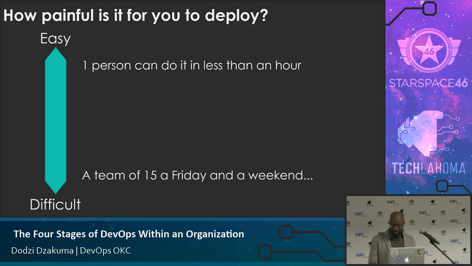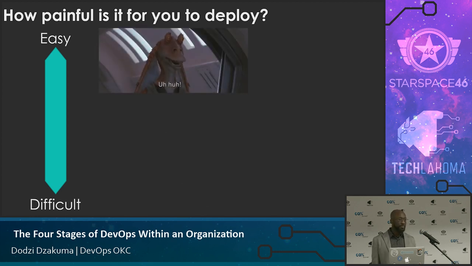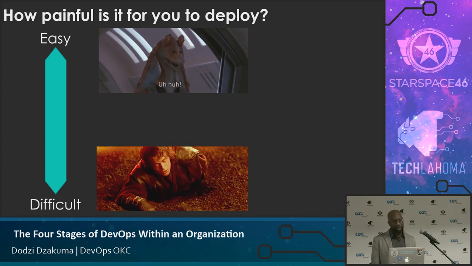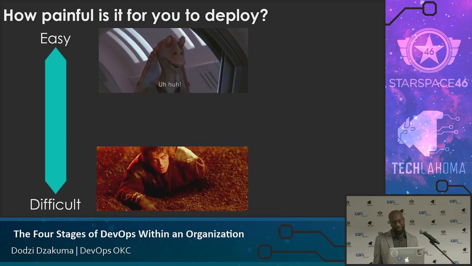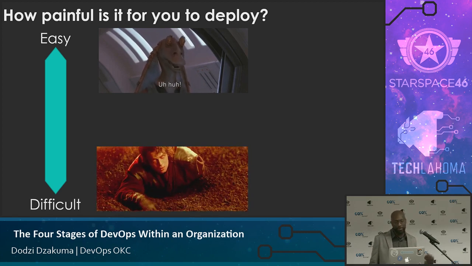But text is hard to work with. Let's visualize that a little bit. Easy. Jar Jar Binks got this. That's an easy deploy. That's where we want to be. Difficult. Your application has the high ground. This is what ends up happening. I'm sorry. So you don't want to be in the other situation. You want Jar Jar Binks to be able to deploy.